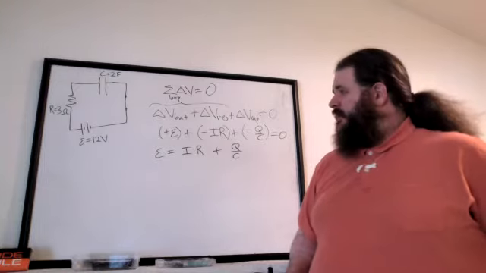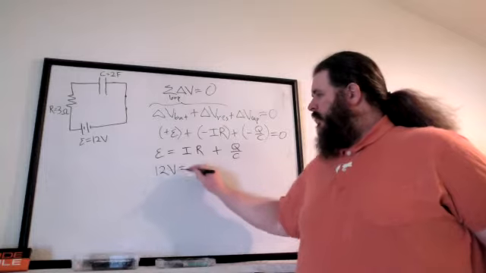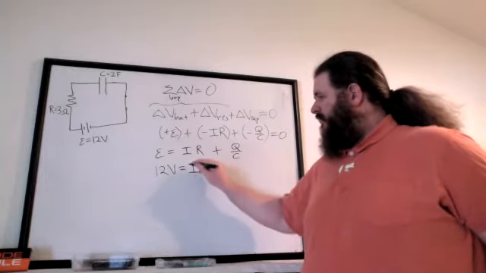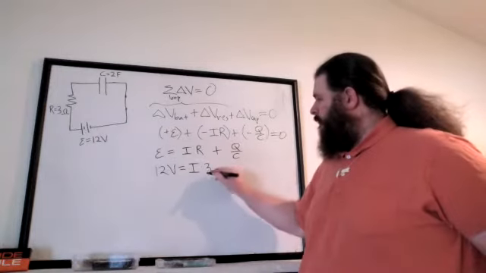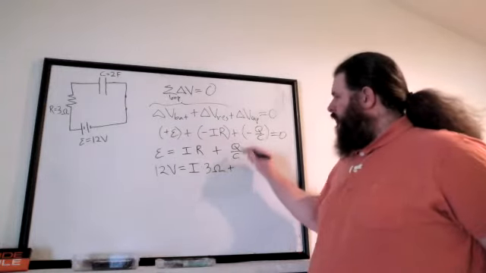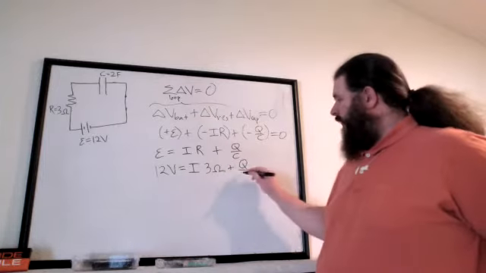And moreover, we can actually throw in the numbers here. We know epsilon is 12 volts. The current's going to be changing, so we should leave that as a variable. Resistance is 3 ohms. Charge is changing, so we should treat that as a variable. And then capacitance is 2 farads.